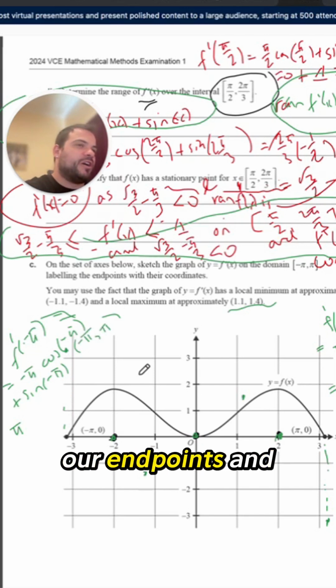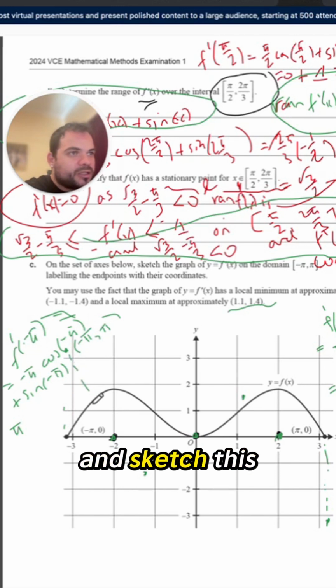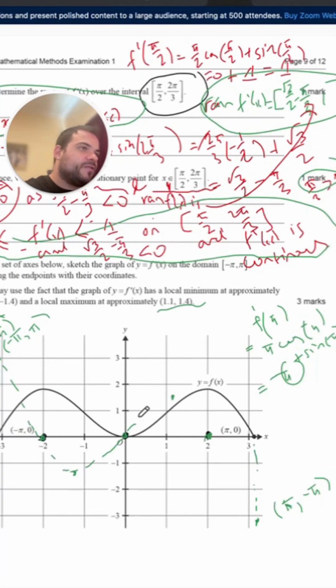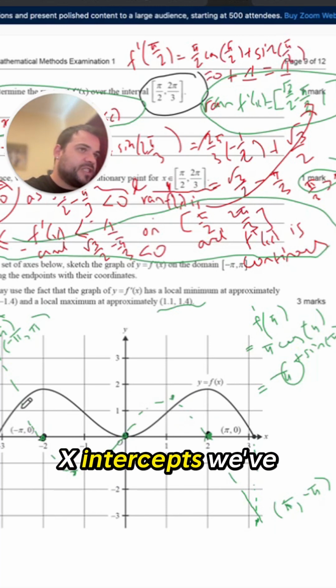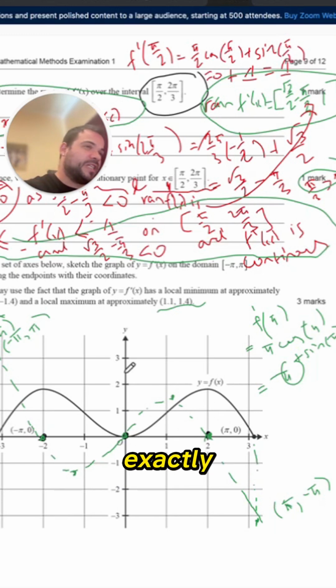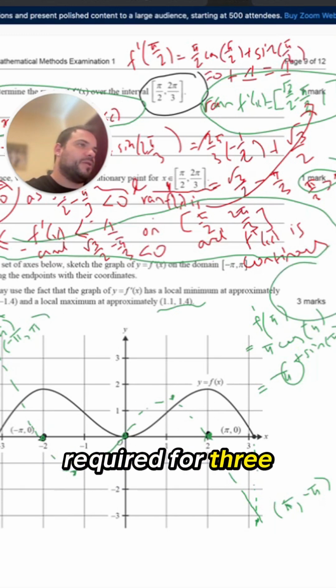So we've labeled our endpoints, and then we can go ahead and sketch this graph of the derivative. So we've got the local turning points, we've got the x-intercepts, we've got approximately, there's nothing, we can't calculate those exactly, and then we've calculated the exact endpoints and labeled them as required for 3 marks.